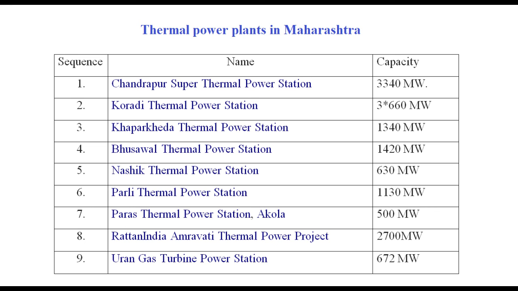Now let us have a look at various thermal power stations located at various locations in Maharashtra state. If we have a look at these stations, then we come to know that there are a total of 9 power stations, out of which 8 are totally thermal power stations with steam power plants, and the ninth one is a power station with a gas turbine.